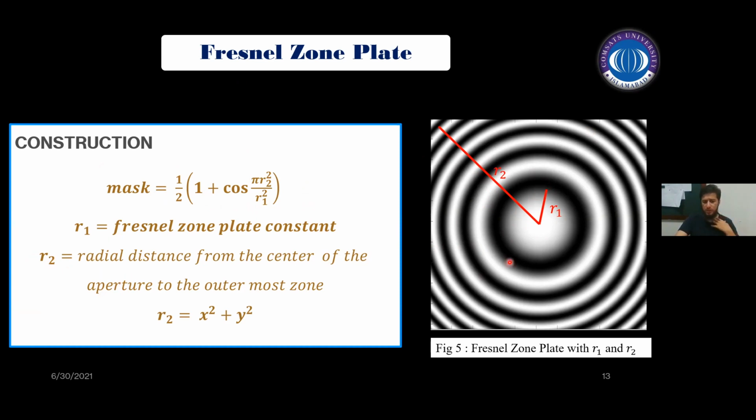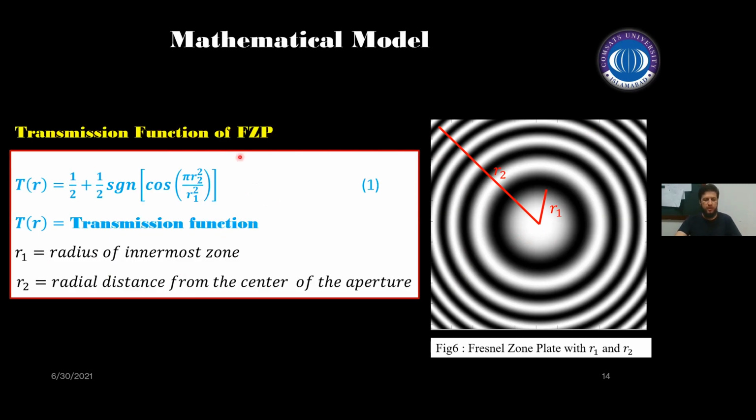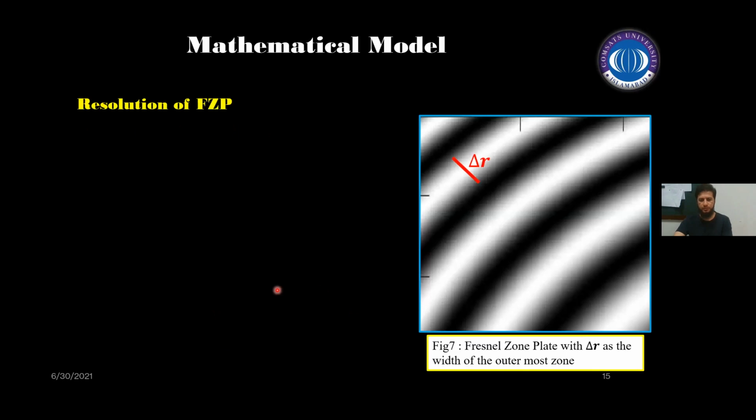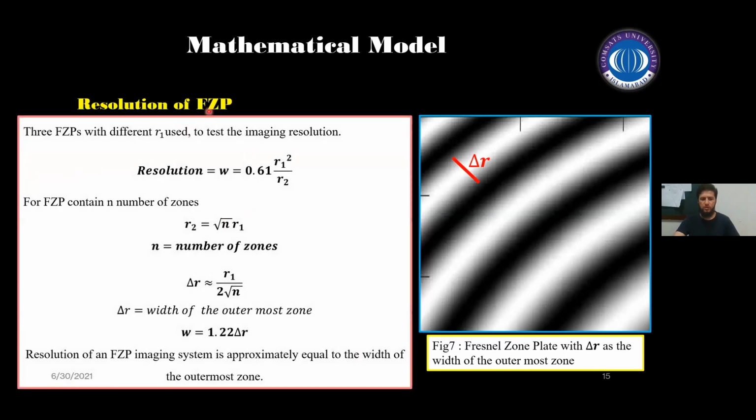R2 here is the distance from the center of the aperture to the outermost zone, and it is written like this. The transmission function of the FZP is this one, where T of R is the transmission function, and R1 is the radius of the innermost zone, and R2 is the radial distance from the center of the aperture. How does the resolution of the FZP depend?